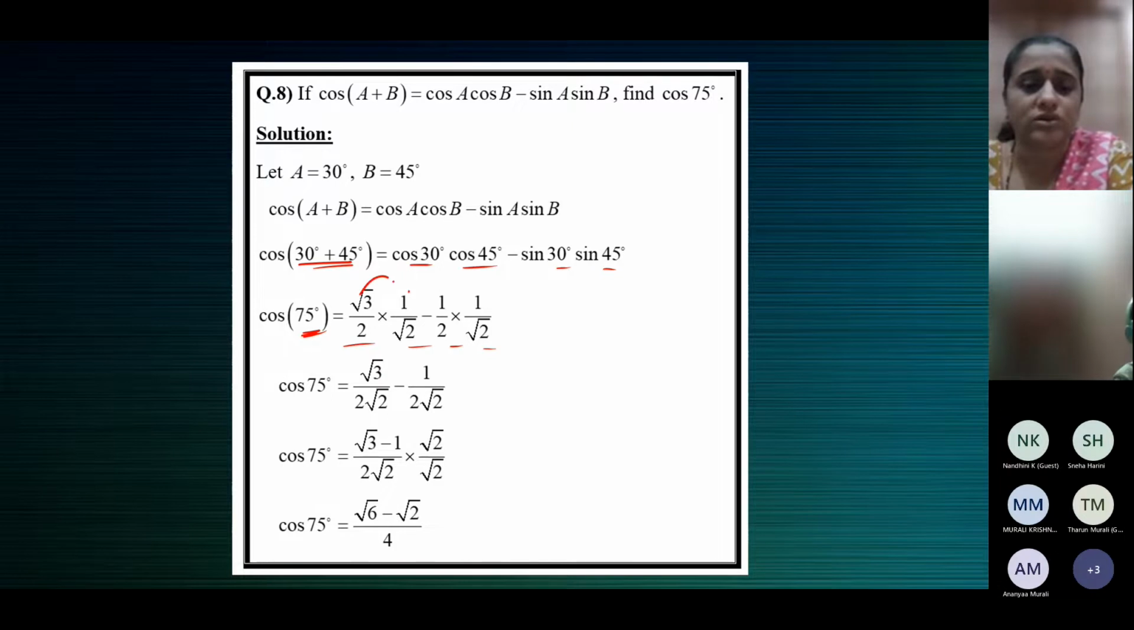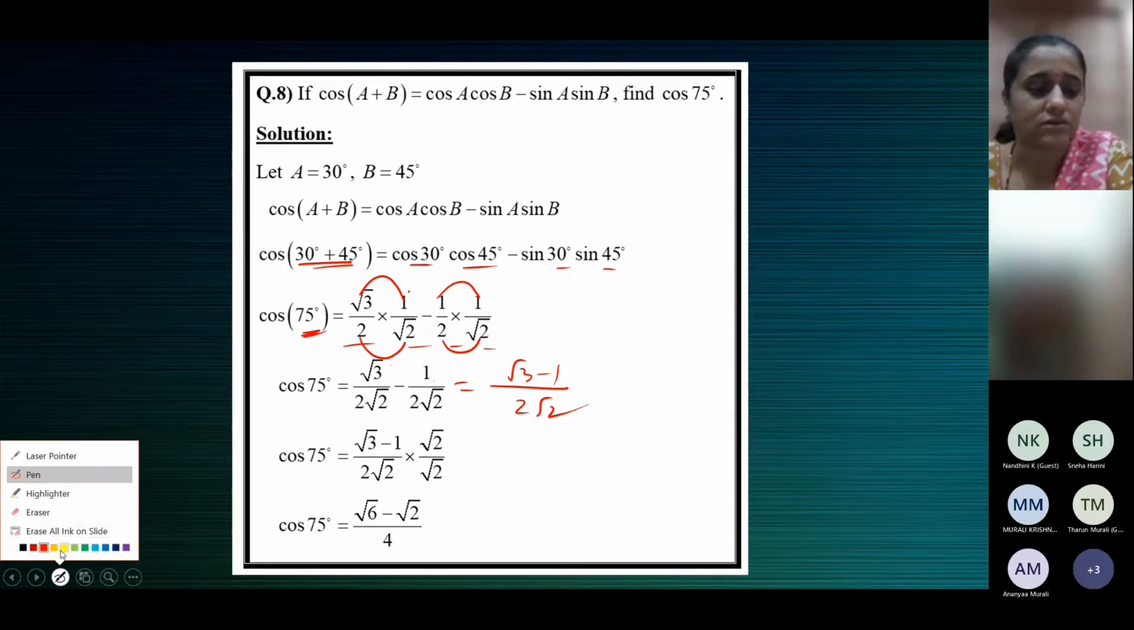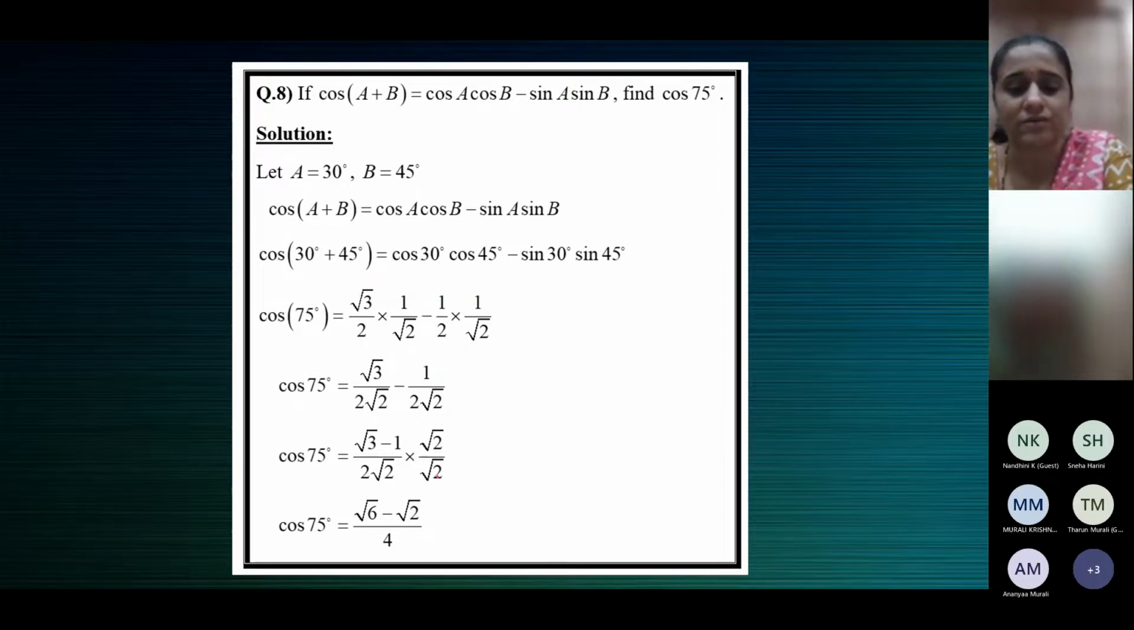Then root 3 into 1 is root 3. 2 into root 2 is 2 root 2. 1 into 1, 1 by 2 root 2. So with common denominator 2 root 2, we get root 3 minus 1, which is nothing but (root 3 minus 1) by 2 root 2. But the denominator is irrational, so we rationalize it. It's enough to multiply and divide by root 2. You don't have to take 2 root 2, because 2 is already rational. So simply multiply and divide by root 2.